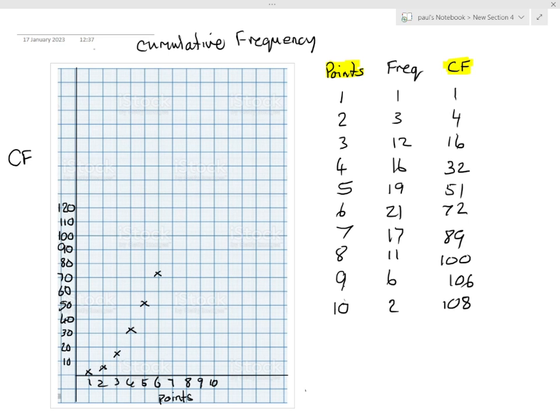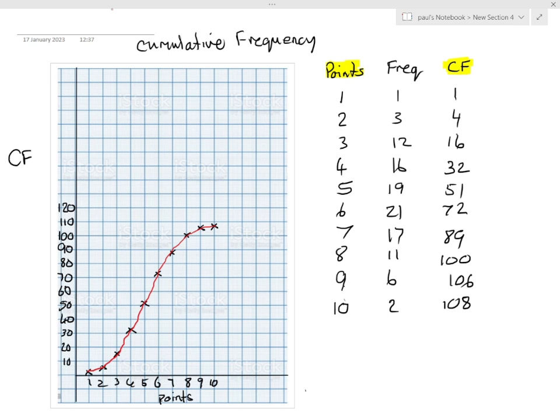7 is 89. 8 is 100. 9 is 106. And 108. And if you've got everything in the right place, let's change the colour to join them up, is construct a curve and try and go nicely through all of these things, which is not really what I'm doing, a bit wobbly. Nicely through all of these things so you get a large S shape.